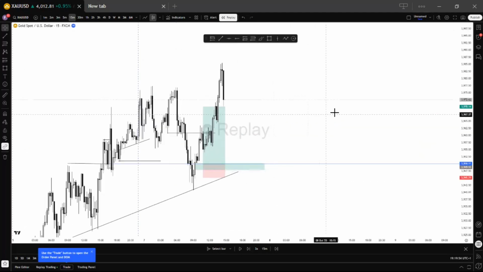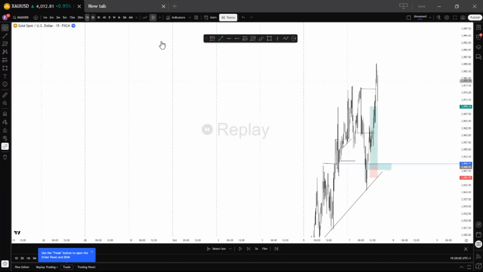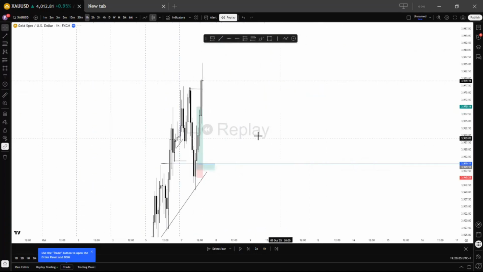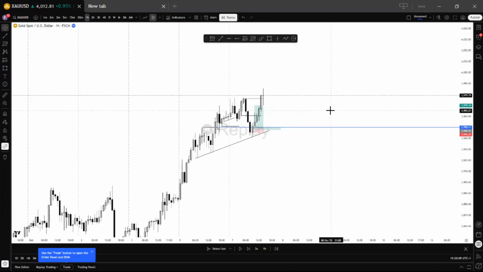Okay, now at this point, price has left me, and we have a break of structure right here. So now let's see if we have a different setup or if we are still going to be positive on that. Now, XAU is doing something quite interesting.